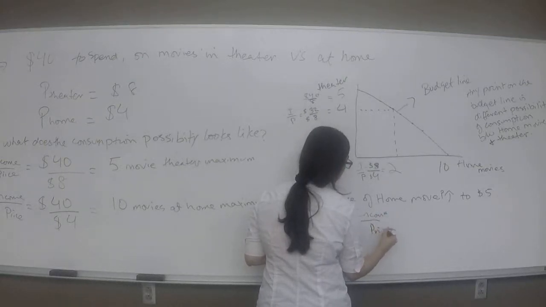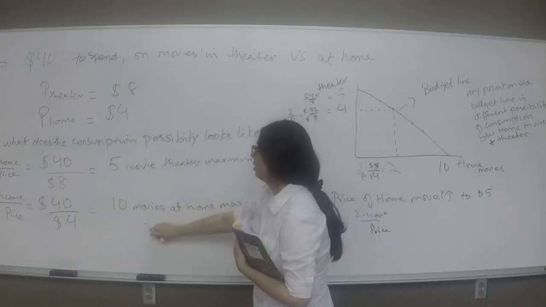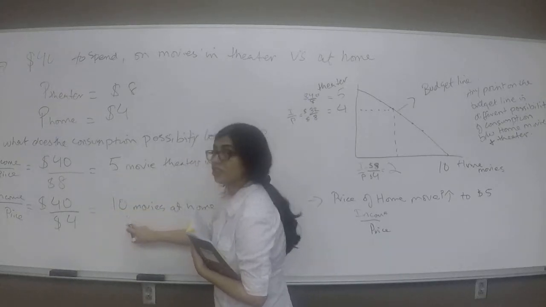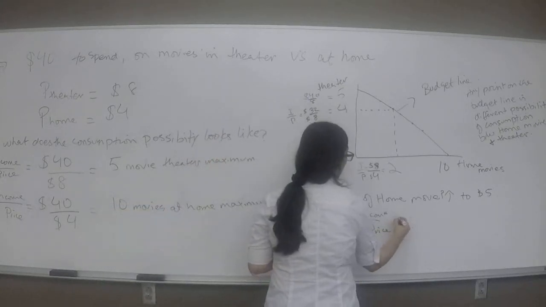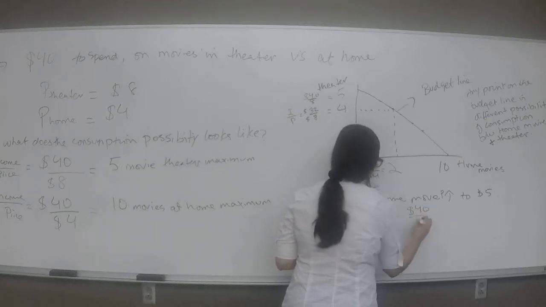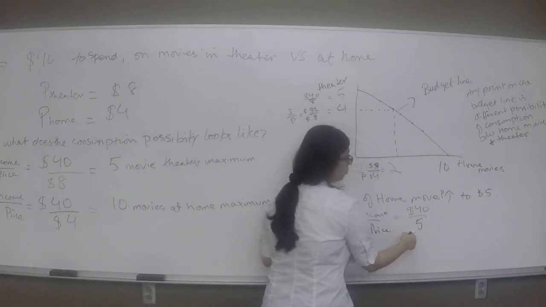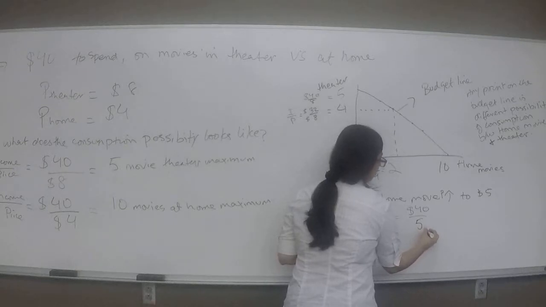Divided by price, $40 was the income, and you could watch 10 movies maximum. Now the income is $40, but the movie price is $5 per movie at home. So, movie at home.